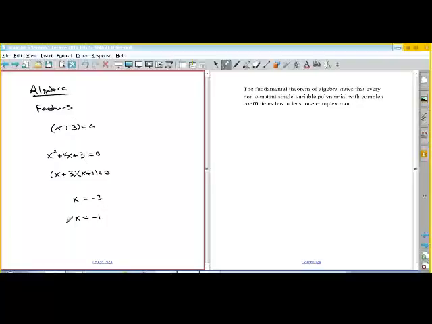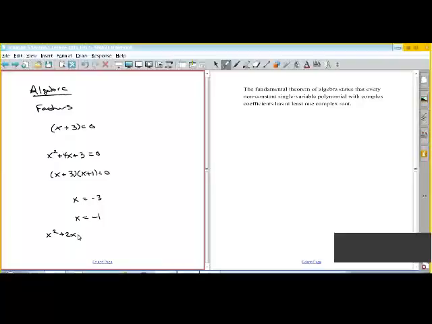So in this case, I have one root. In this case, I have two roots. If I have a third order polynomial, I have 3 roots, and so forth. The order of your polynomial tells you how many roots you have. In this case, these are real roots, -1 and -3.